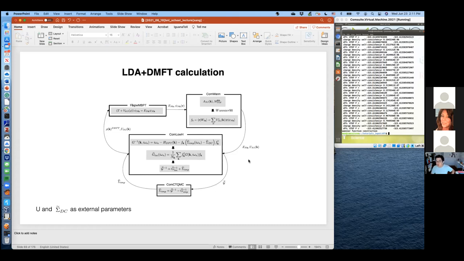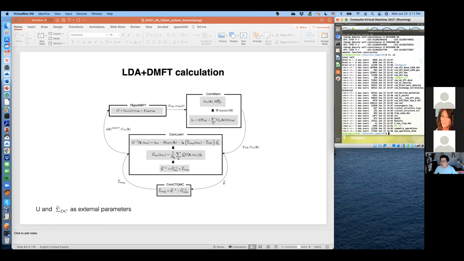So because we finished our DFT calculation, this will be the DFT calculation output file. So we have some of the FLAPW output files together with the checkpoint directory where we save all the important files to resume the calculation. So we have a good starting point here. So the next step is to do the LDA plus DMFT calculation.